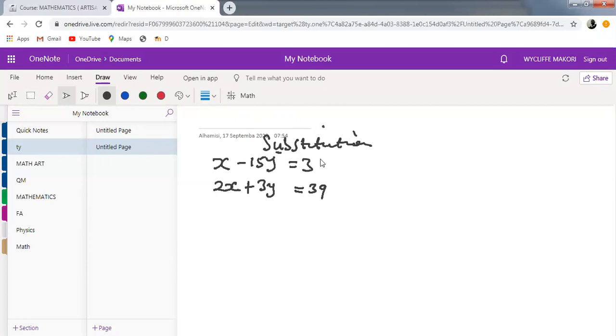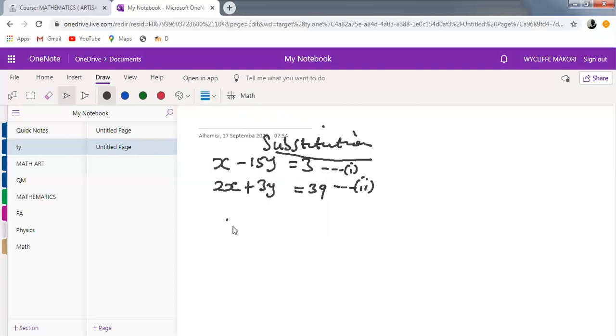What I require here is to make one of the letters in one of the equations the subject of the formula. You will realize that I can simply take negative 15y to the other side so that we remain with x on this side. Remember, to make a letter the subject of the formula simply means that that letter is left alone on one side of the equal sign and all the other elements are taken to the other side of the equal sign.